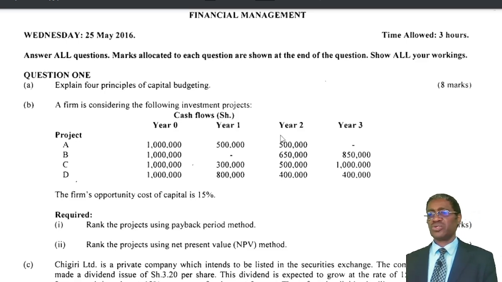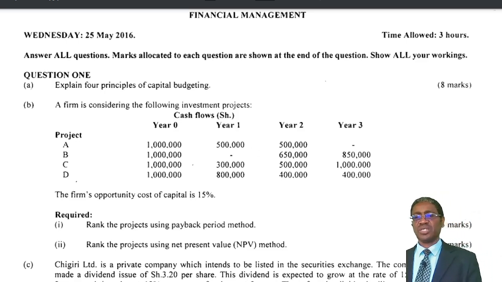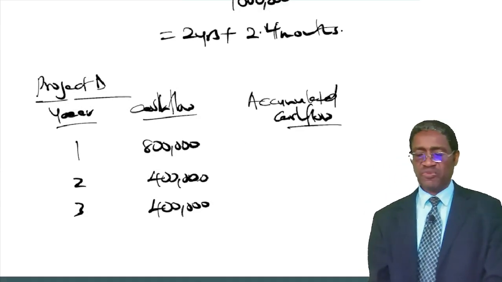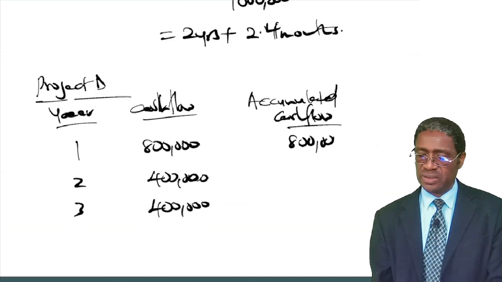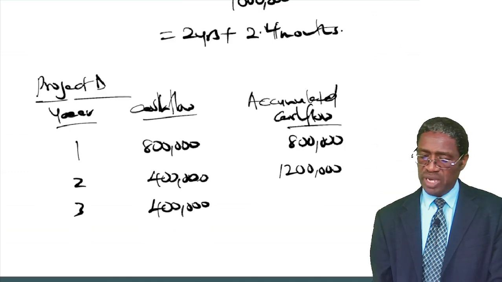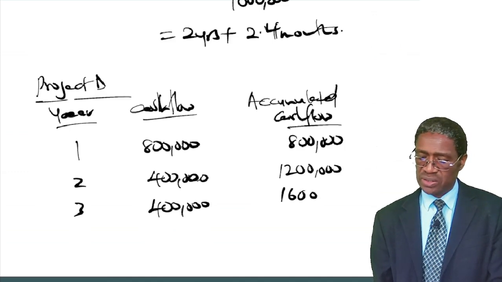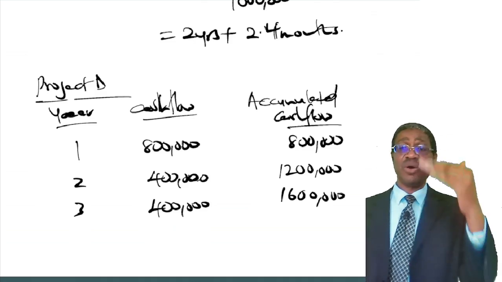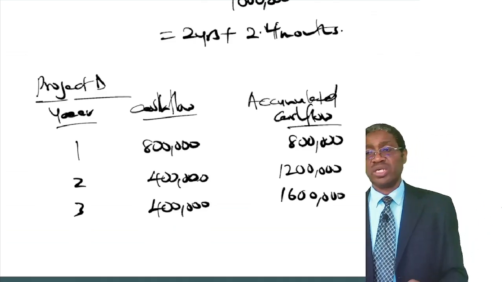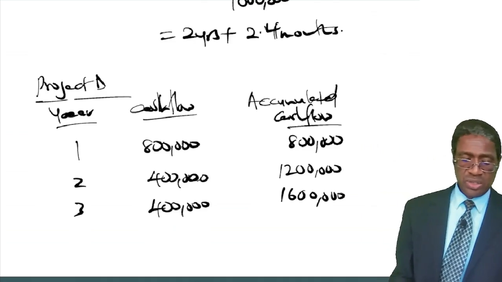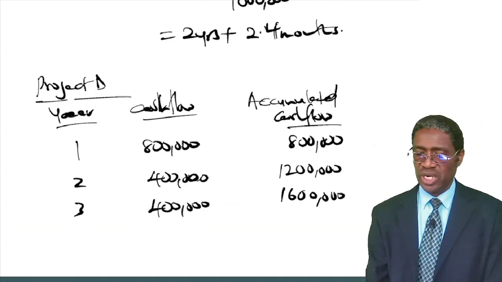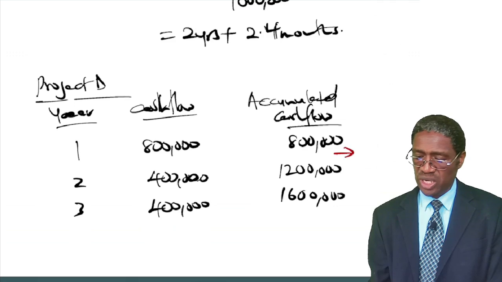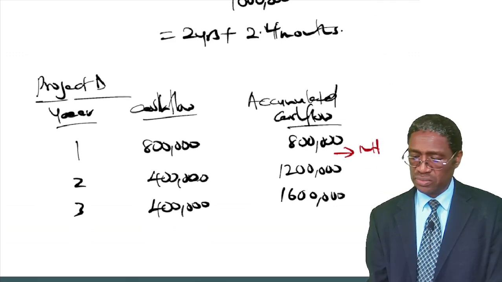Good. Let's now go and calculate the cumulative. By end of year 1, cumulative will be 800. By end of year 2, it will be 1.2. And by end of year 3, it will be 1.6. So our initial cost lies between year 1 and year 2. The initial cost was $1 million. So that is where it lies, somewhere here. Initial cost.